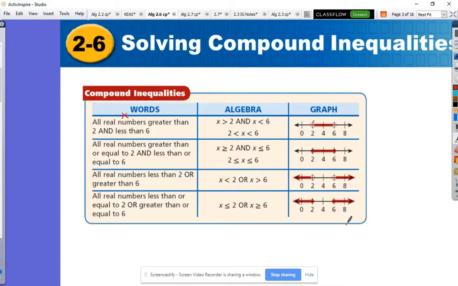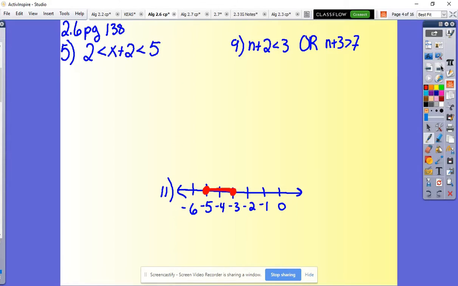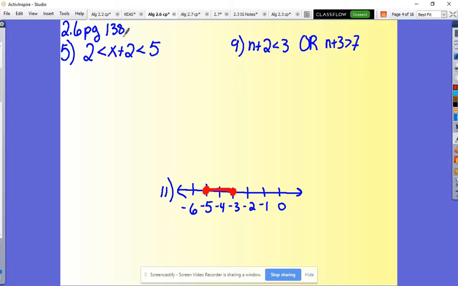So let's take a look at how we solve some of these using some algebra. Here are our first ones. In fact, because I'm a nice guy, I'm going to work out some of the homework problems for you, so you can see this is on page 138. Taking a look at this, here's our first one: 2 is less than x plus 2 is less than 5.